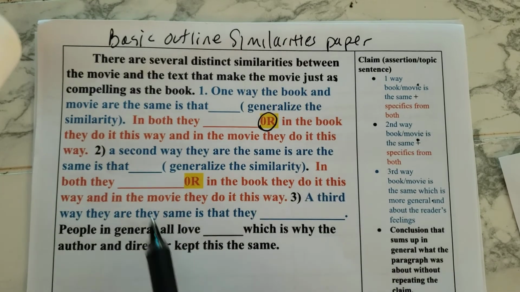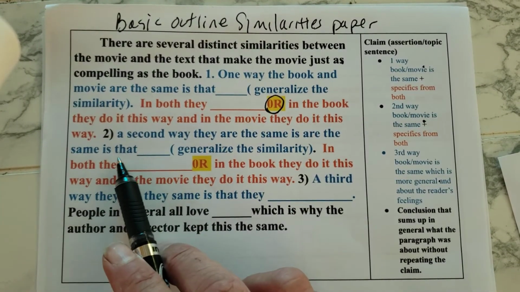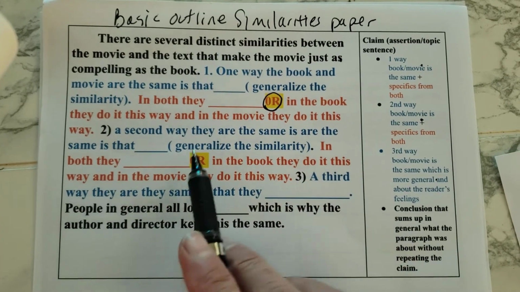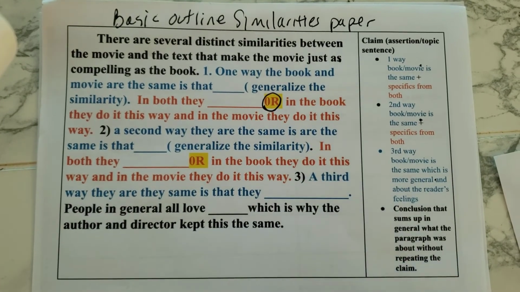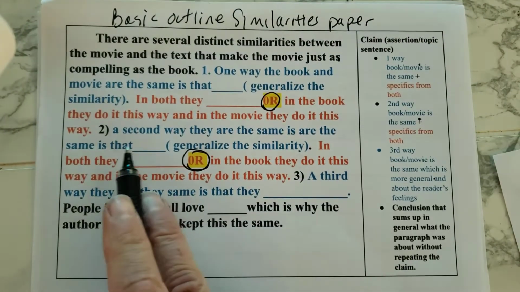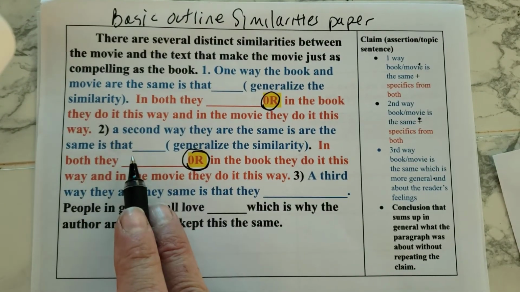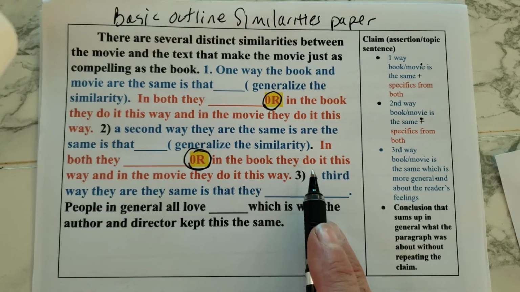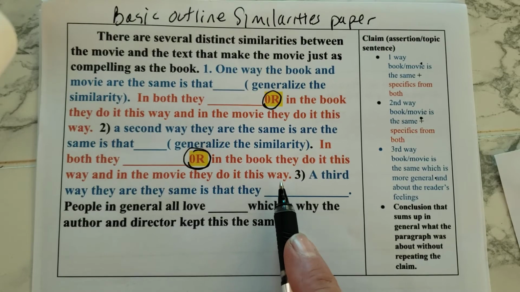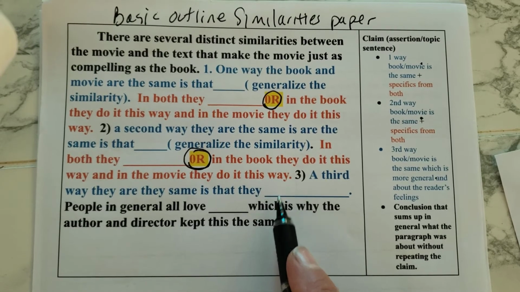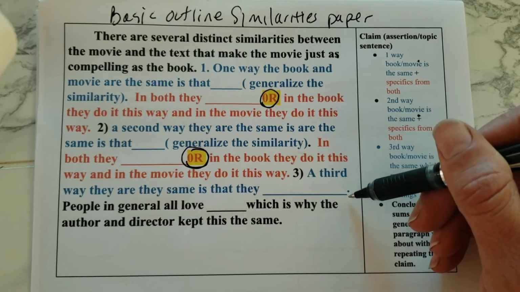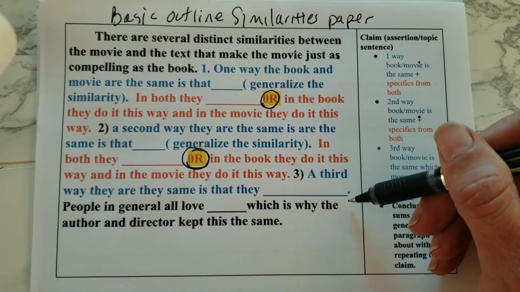Then you do that again. The second way they're the same is blank. In both, they do whatever. Or if there's slight differences, you'd say a second way they're the same is that in the book they do it this way, in the movie they do it this way. And then maybe just one more sentence leading into the conclusion. A third way that they're the same is whatever, but no specifics.